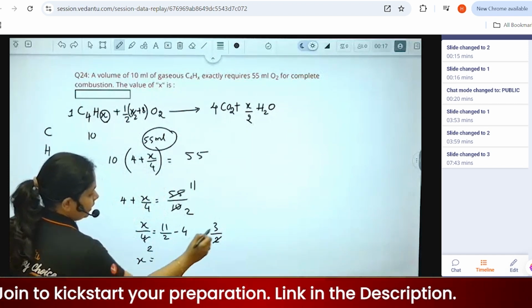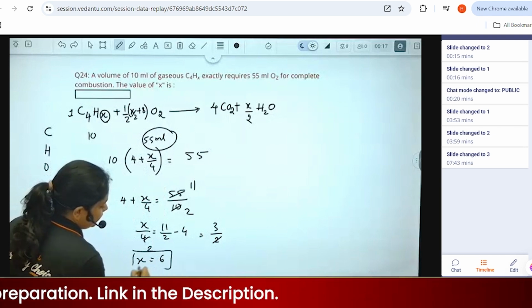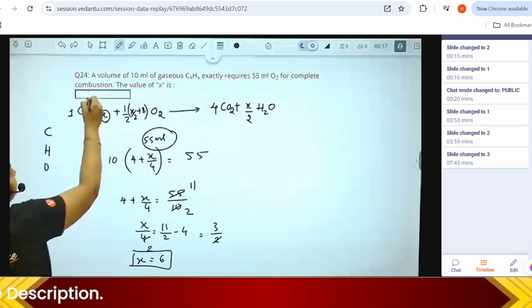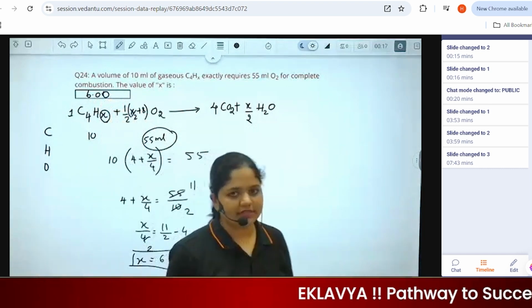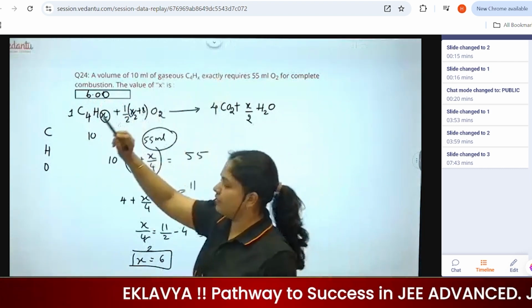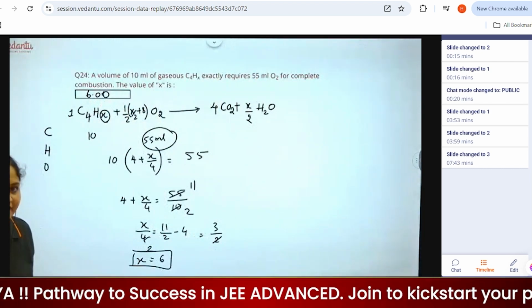So x is equal to 3 into 2, which is equal to 6. So here the answer would be 6. I hope it is clear. So this is question number 24. Next, move on to question number 25.